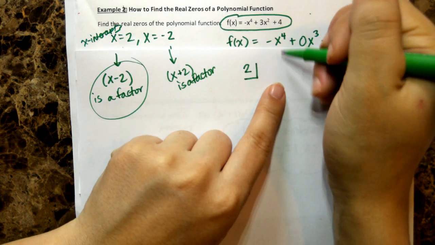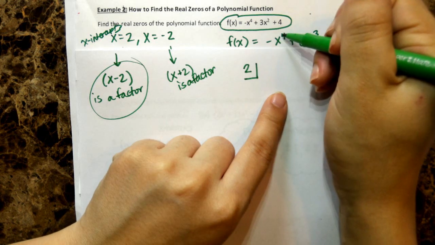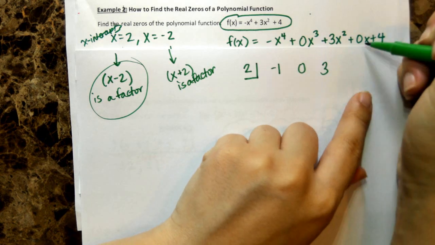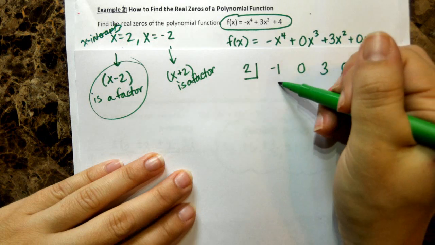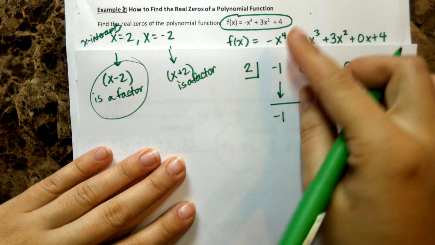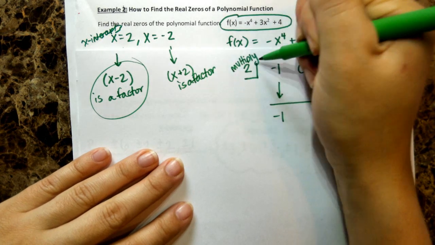And then my numbers that will go on this first row will be all the coefficients. So starting with x to the fourth, it'll be negative 1, then 0, then 3, then 0, and then 4 again. All right, I'm going to go ahead and start by bringing down the first number, which is negative 1, and then it's like a multiply, add, multiply, add, multiply, add process. We covered synthetic division a couple classes ago.